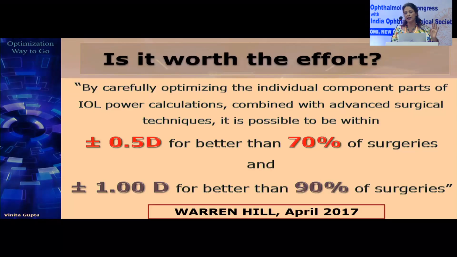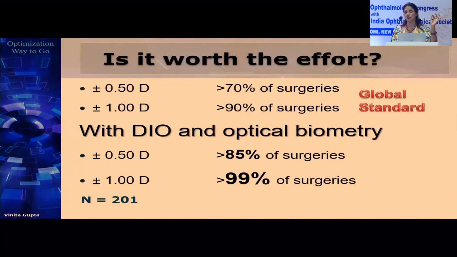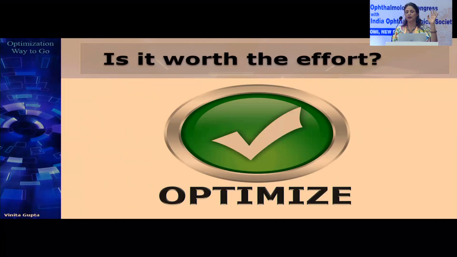And so in the end, I'll just say, is optimization worth the effort? Yes, it is. Because with optimization, you're able to receive the desired result in almost 90% of surgeries as opposed to 70% of cases without optimization. And with DIO and using ultrasonic biometry, it is almost 96% of surgeries. And using optical biometry, it's almost 99% of cases that you will have within ±1 diopter. Thank you. So I would say, yes, optimization is worth it.